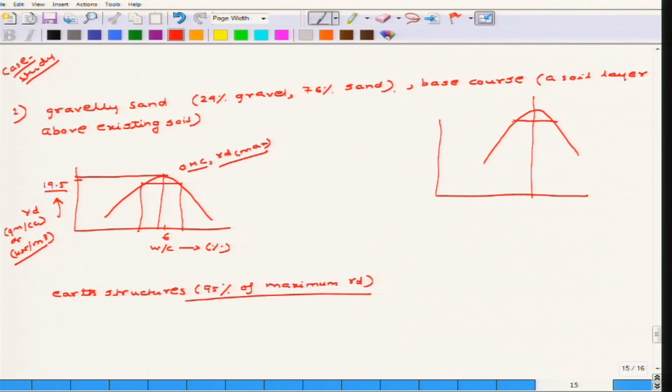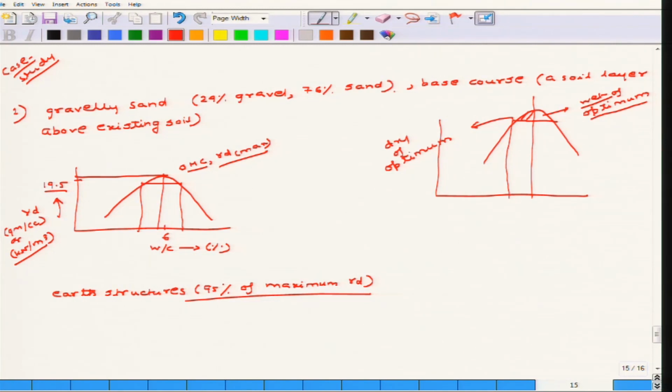So this is the 95% compaction. This part is called the dry of optimum, and this part is termed the wet of optimum. So at 95% Proctor compaction, which side are you going to take, the dry of optimum or the wet of optimum?